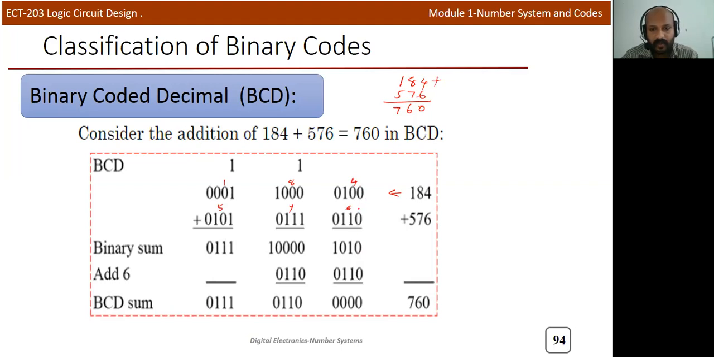If you add 0 plus 0, 0. 0 plus 1, 1. 1 plus 1 is actually 10. 1 plus 1 means 10, so you will put 0 here and there is a carry.